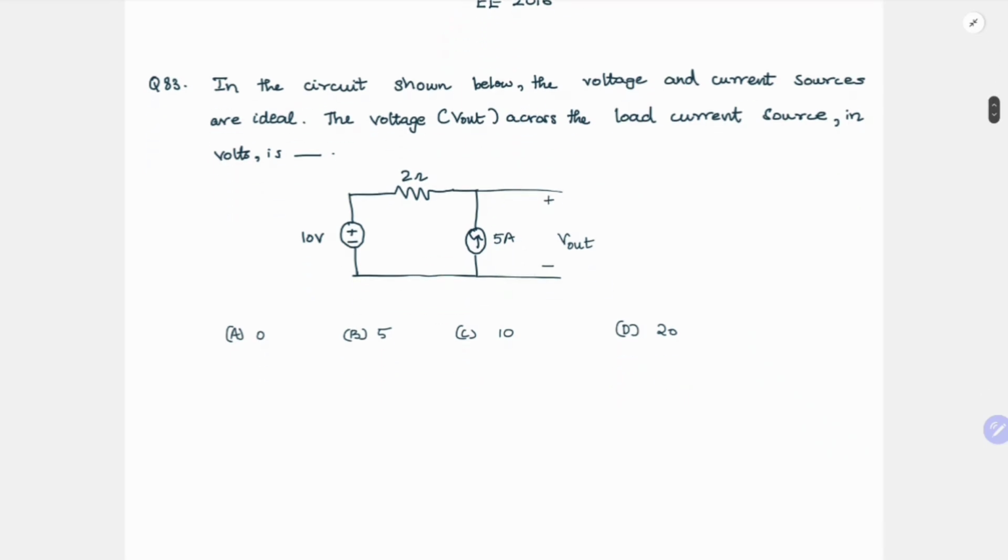In the circuit shown below, the voltage and current sources are ideal. The voltage V out across the load current source in volts is dash. So it is a very simple question.